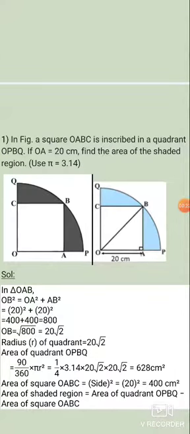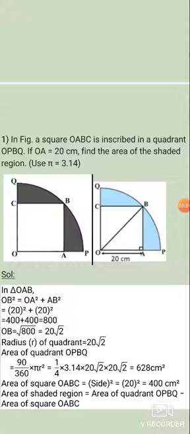Now listen carefully. Last class we had discussed some problems. Now some other problems related with it. In this figure, a square OABC is inscribed in a quadrant OPBQ. If OA is equal to 20 cm, find the area of the shaded region. Use the value of pi as 3.14.